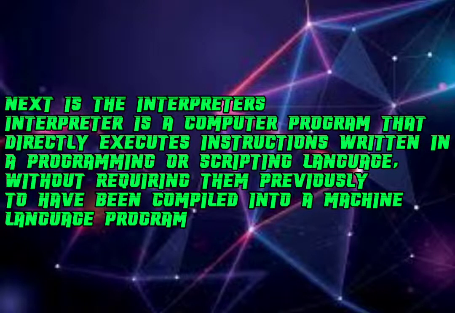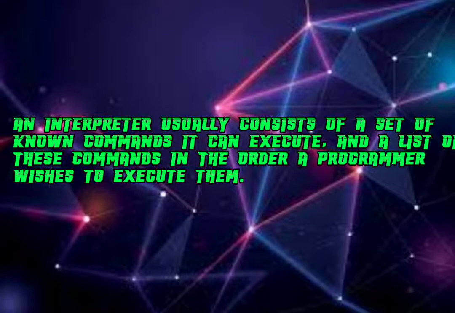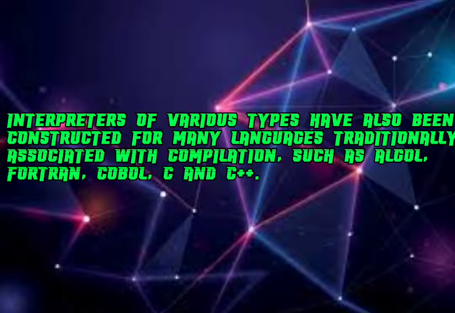Next is the interpreters. An interpreter is a computer program that directly executes instructions written in a programming or scripting language without requiring them previously to have been compiled into a machine language program. An interpreter usually consists of a set of known commands it can execute, and a list of these commands in the order a programmer wishes to execute them. Interpreters of various types have also been constructed for many languages traditionally associated with compilation, such as ALGOL, Fortran, COBOL, C, and C++.